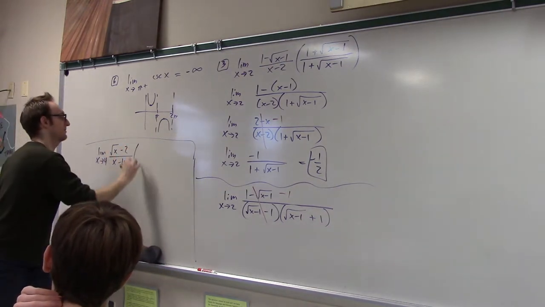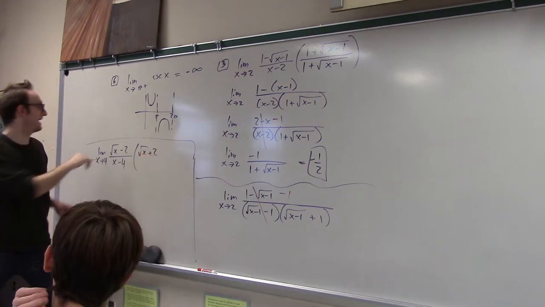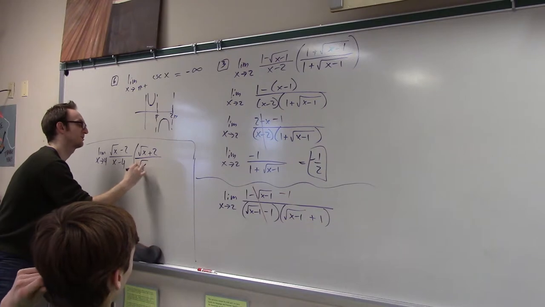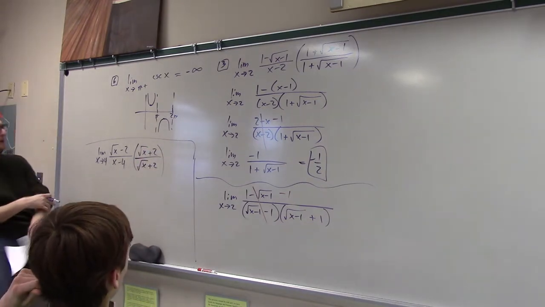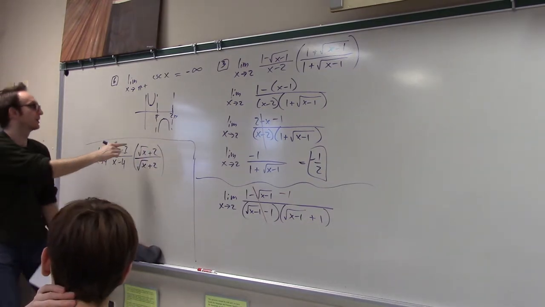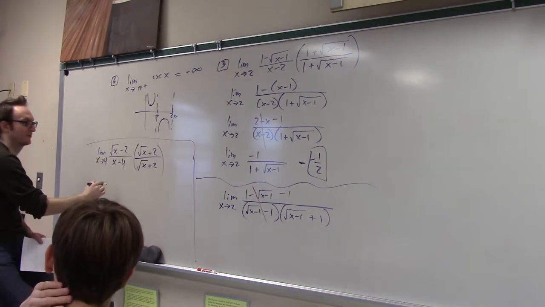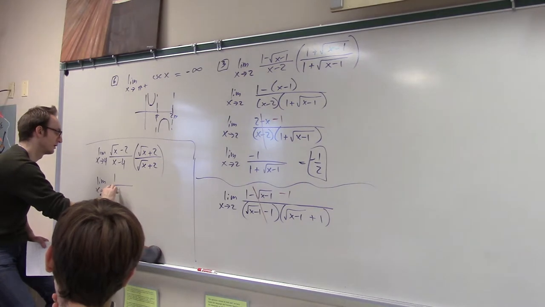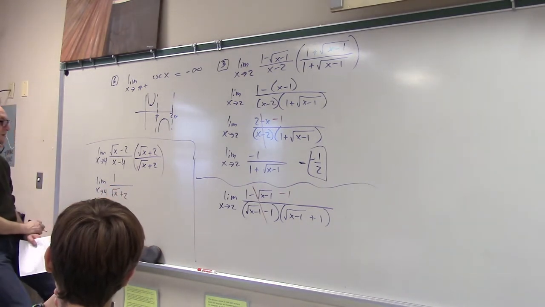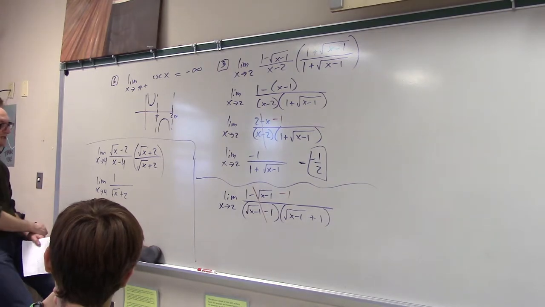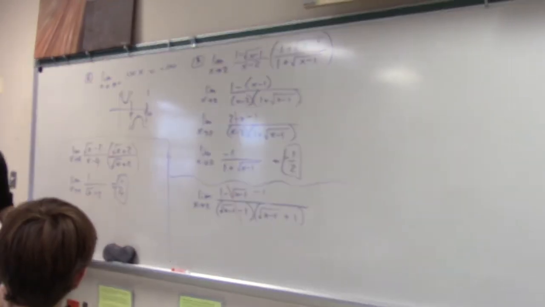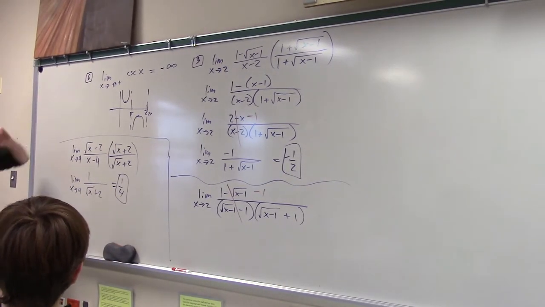Okay, yeah, so if you multiply by the conjugate, again, if you try to plug in 4, you get 0/0. So if you multiply the top and bottom by the conjugate, you will get x minus 4 over x minus 4. That cancels. And so this is the limit as x goes to 4 of 1 over root x plus 2. You could also factor it. You could also do the cool way like you did. I'm skipping some steps because it's almost the exact same thing. Final answer, 1/4.